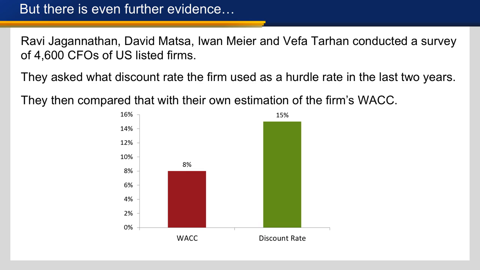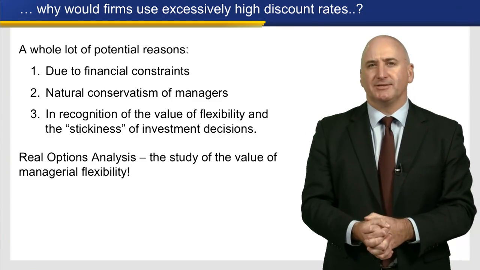What did they find? They found that while the average hurdle rate that firms were using to assess new projects was about 15%, the average WACC was only about 8% per annum. That's a massive 7% difference. How can we explain that result? Well, there are a whole lot of potential explanations.